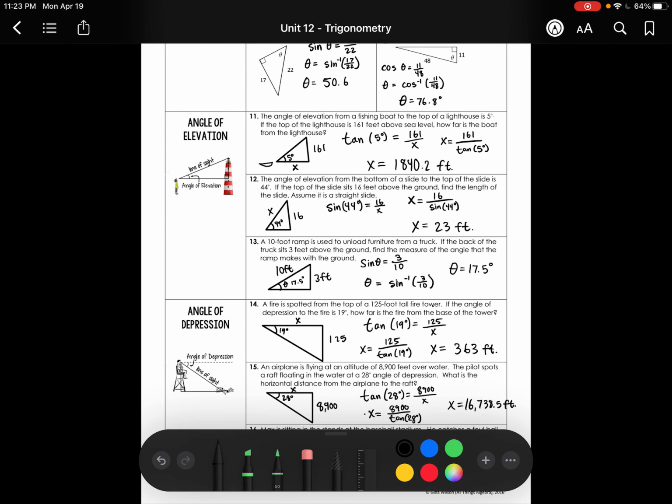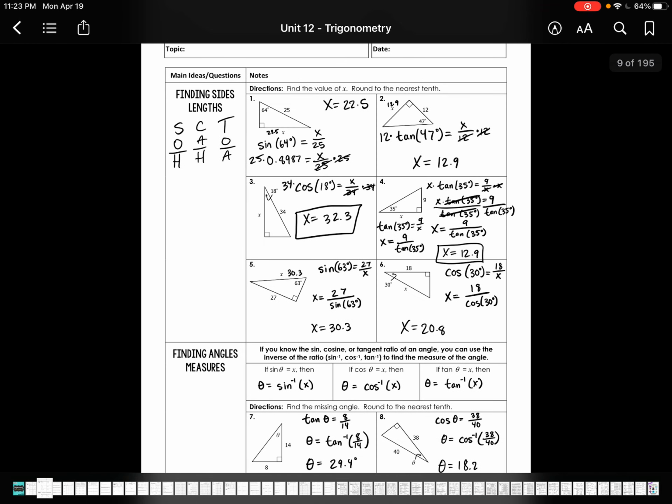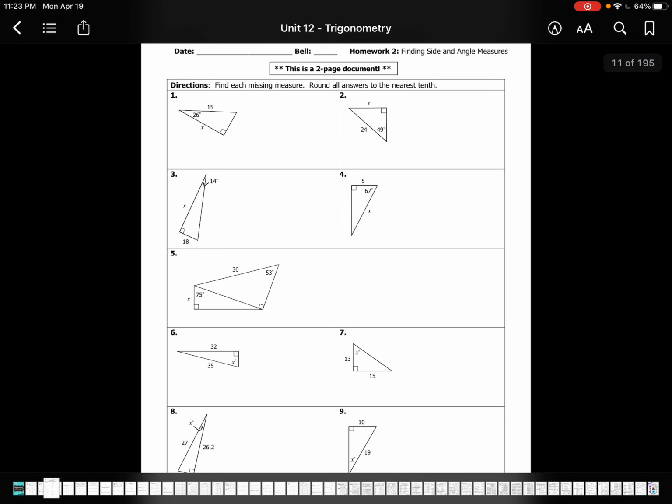All right, so that's it for this lesson on applying our trig ratios and the inverses of our trig ratios. If you have any questions, again, please let me know so that I can help you out.